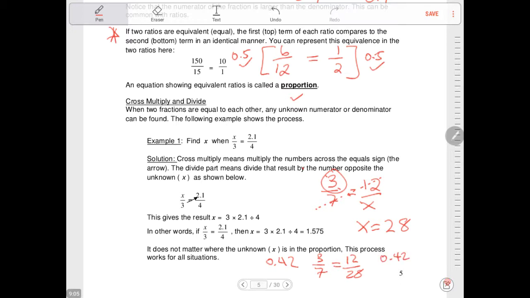Nonetheless, everyone, the ability to cross, multiply, and divide is going to be crucial to this course, and we will give you some practice for that now.